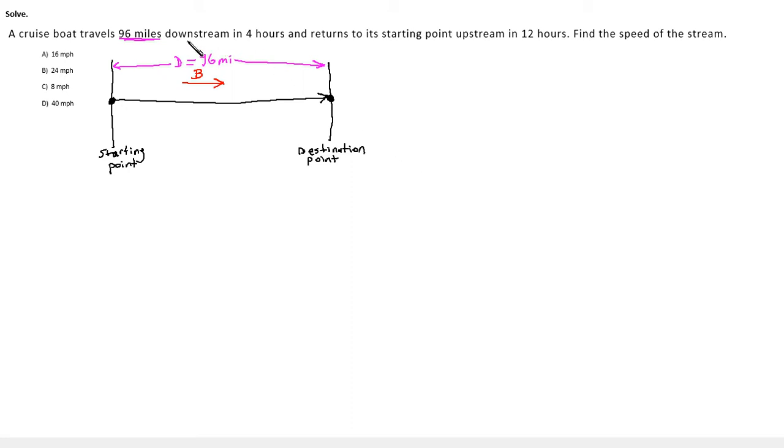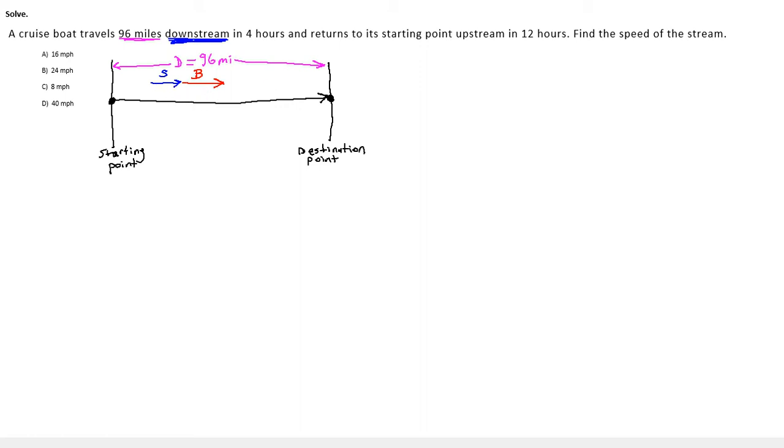But when they say downstream, when it's going downstream, the speed of the stream is helping push the boat. Here's the speed of the stream. I'm making it blue to think about water. When a vessel is traveling downstream, that means it's traveling with the flow of the water.